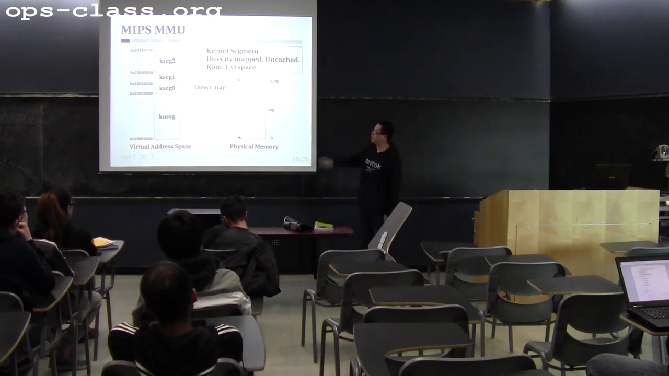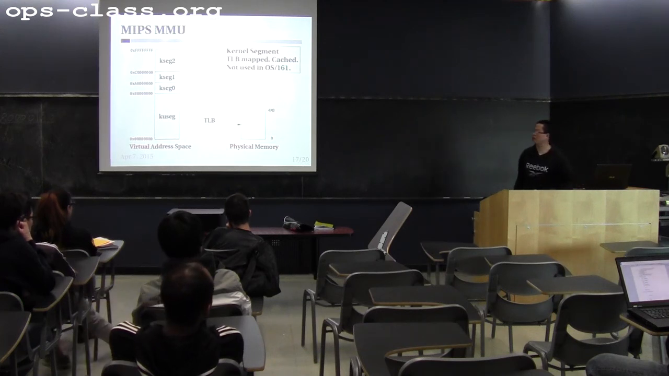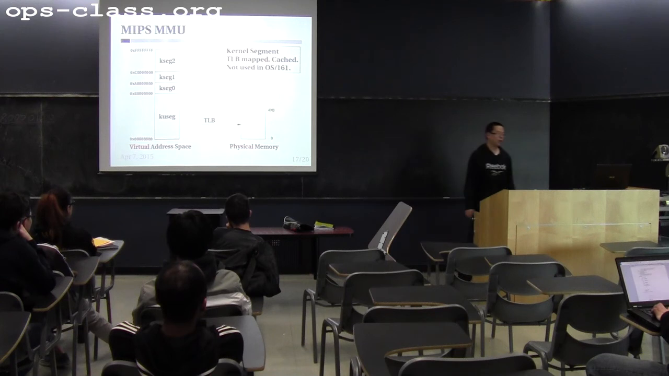So both kernel segment 0 and kernel segment 1 are directly mapped to the physical memory. And finally, we have kernel segment 2, which is not used in this OS. It's kernel virtual address, but it uses the TLB, which you can leave alone. We just don't use it in OS/161.